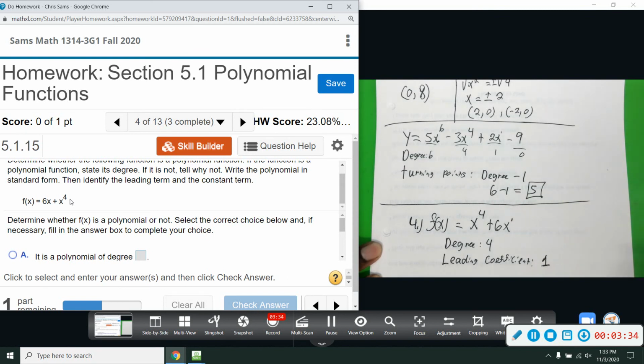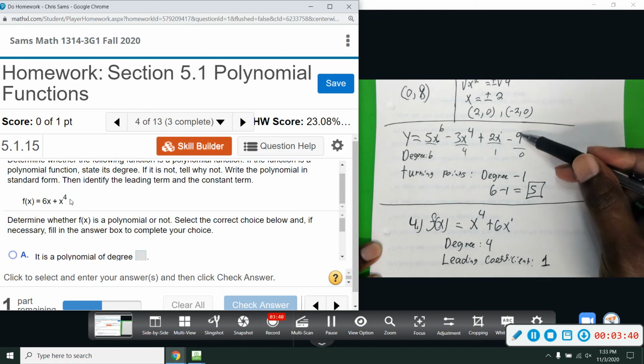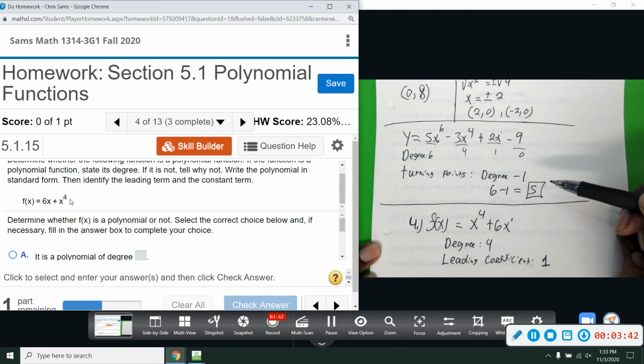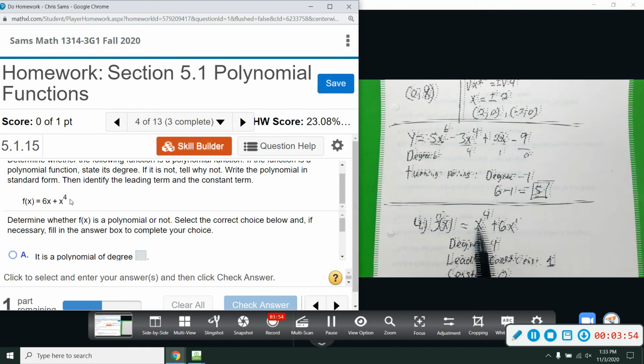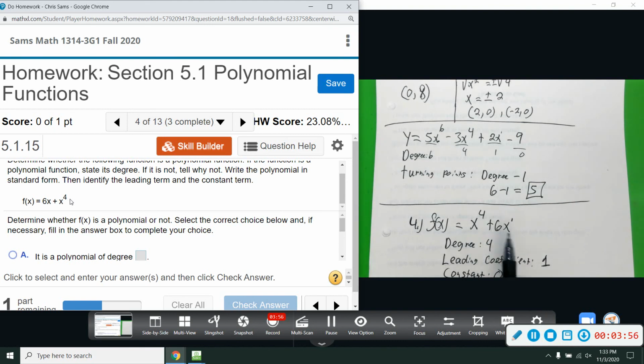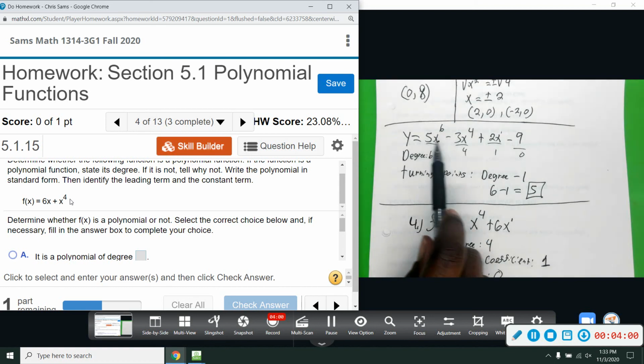Now they did ask for the constant term. Constant would be the term that does not have a variable attached to it. So like in this example up here, 9 would be the constant term. Here our constant term would be 0. Constant just refers to a number. A number is constant because it doesn't change. A variable is called a variable because it varies from problem to problem. So this x, whatever we plug in, may not be the same as this x in a different problem.